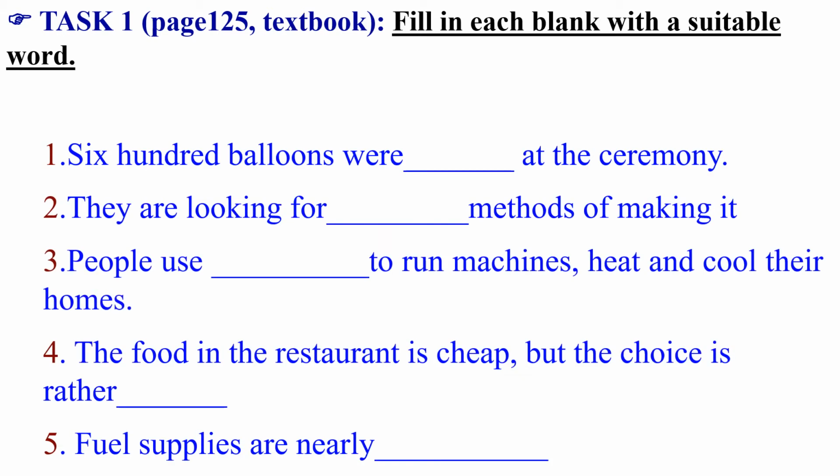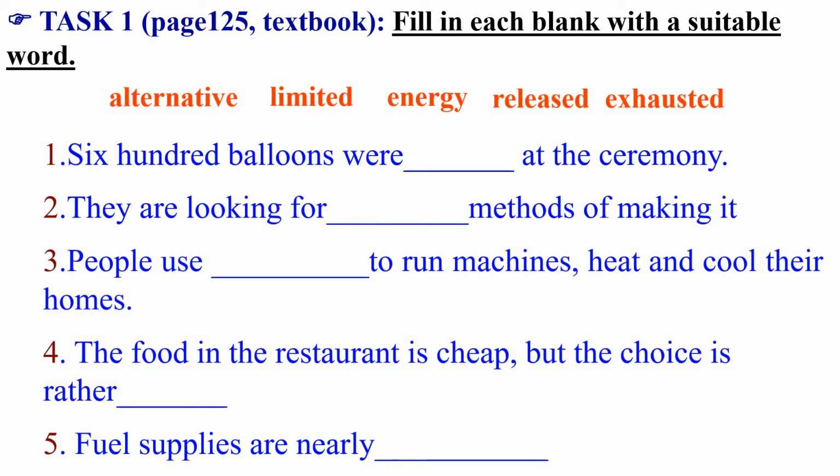And now it's time for me to check whether you remember the new words or not by doing the task. It is task 1, page 125 in the textbook. Fill in each blank with a suitable word. There are 5 sentences for you and 5 words. The tip for doing this kind of exercise is that you have to make sure you know all the meanings of the words and the form of these words too. It's time for you to do it. Have you finished? Now, let's check the answers.